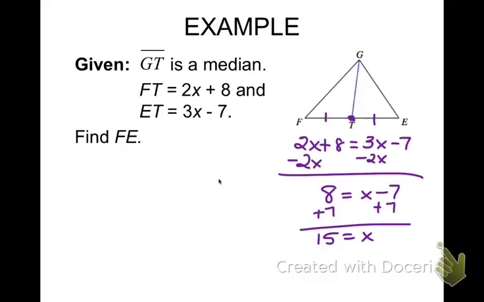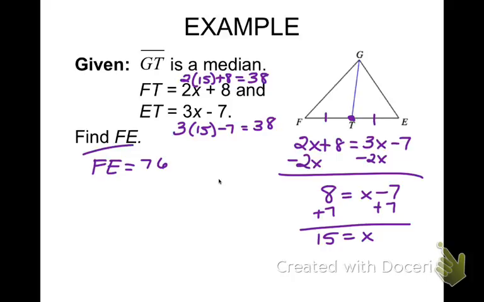I'm not done because the directions don't say find x. The directions say find FE. So what do we need to do? Plug it in. So 2 times 15 plus 8 is what? 38. Let's check the other one just to make sure we did it right. Is 3 times 15 minus 7 also 38? Yeah. So that means the whole thing together would be 76, so FE is equal to 76. Okay, it's always good to check your work.